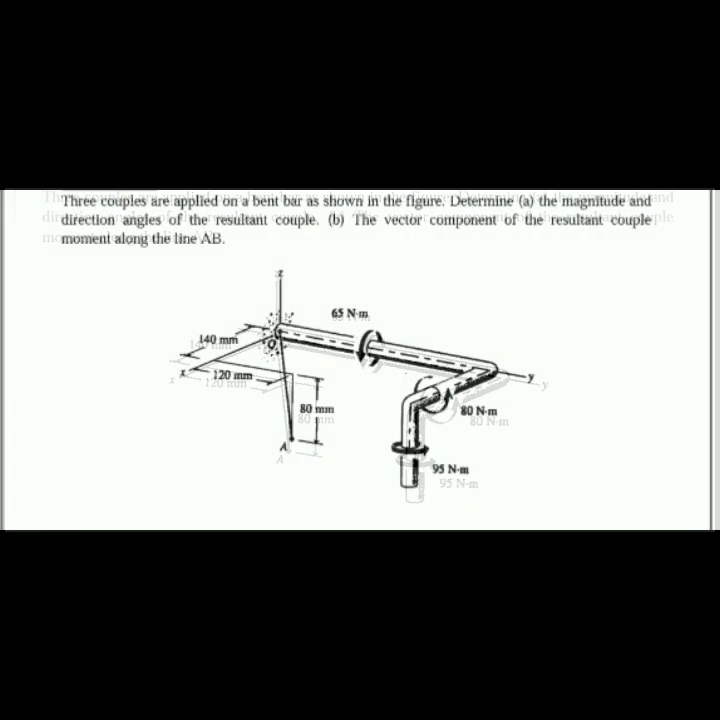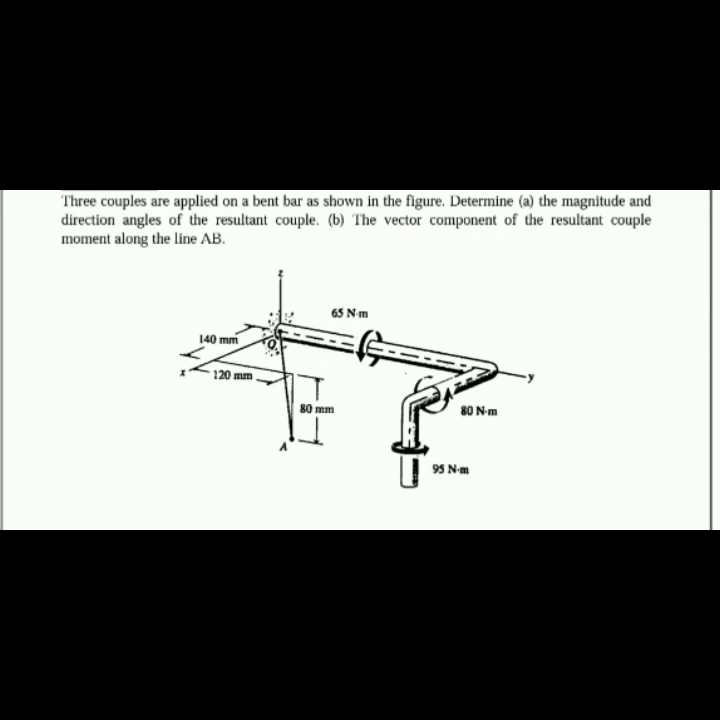Couples are applied on a bent bar as shown in the figure. Determine A, the magnitude and direction angles of the resultant couple, and B, the vector component of the resultant couple moments along AB, or the line AB.